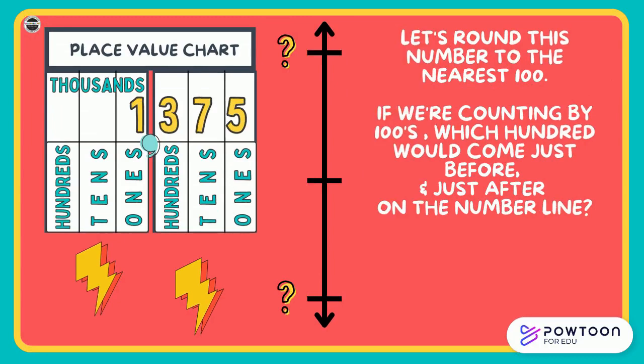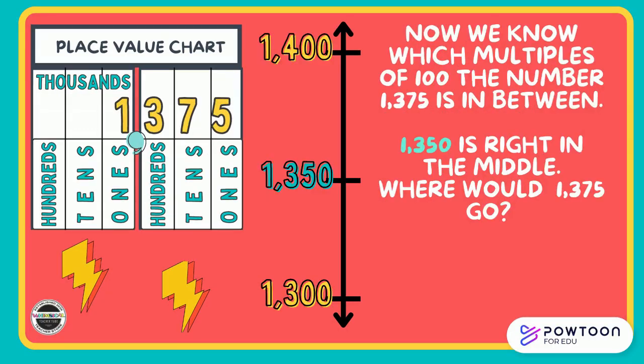Let's round this number to the nearest hundred. If we are counting by hundreds, which hundred would come just before and just after on the number line? Pause the video and have a collaborative conversation with your partner to figure it out. Now we know which multiples of 100 the number 1,375 is in between. Down below, I see 1,300. I could also say that's 13 hundreds. Up above, I see 1,400. I could also say that's 14 hundreds. 1,350 is right in the middle.